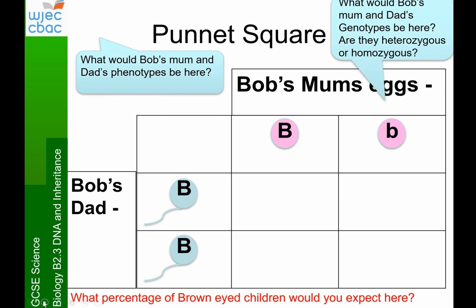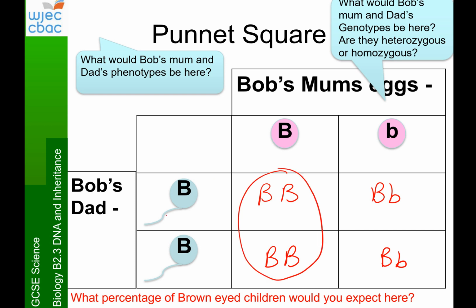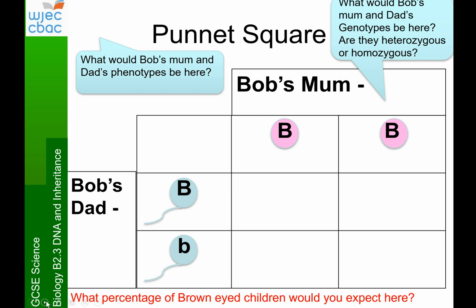What about if Bob's mum was heterozygous for brown eyes and Bob's dad was homozygous? All of the children still would have brown eyes. However, these two would be homozygous for brown eyes, like Bob's dad, and these two would be heterozygous for brown eyes, like Bob's mum. What if it was the other way round and Bob's mum was homozygous? Well, they would still have 50% homozygous brown and 50% heterozygous brown. So these are homozygous, these are heterozygous. So 100% brown-eyed children.